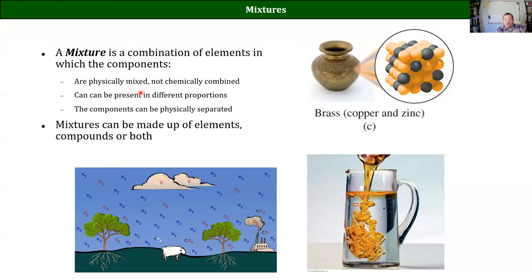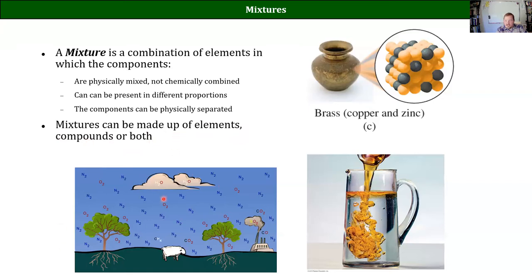So basically you stirred things up until everything was nicely mixed, but they're not chemically attached to each other. Mixtures can be made up of elements, or they can be made up of compounds, or both.